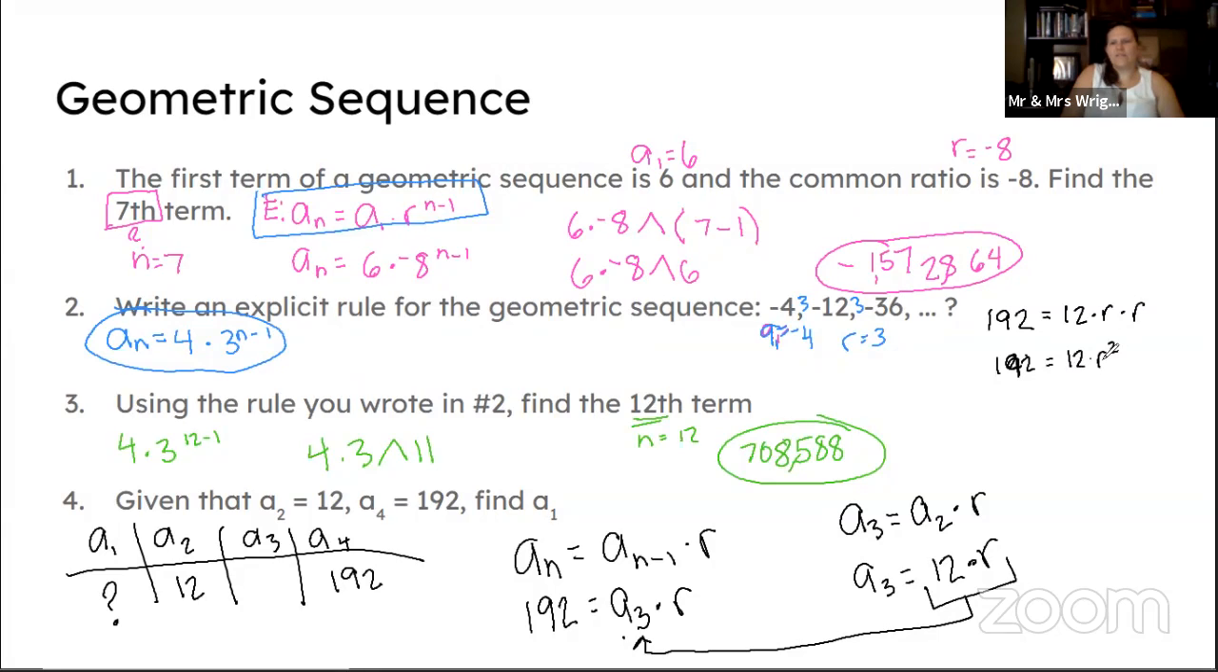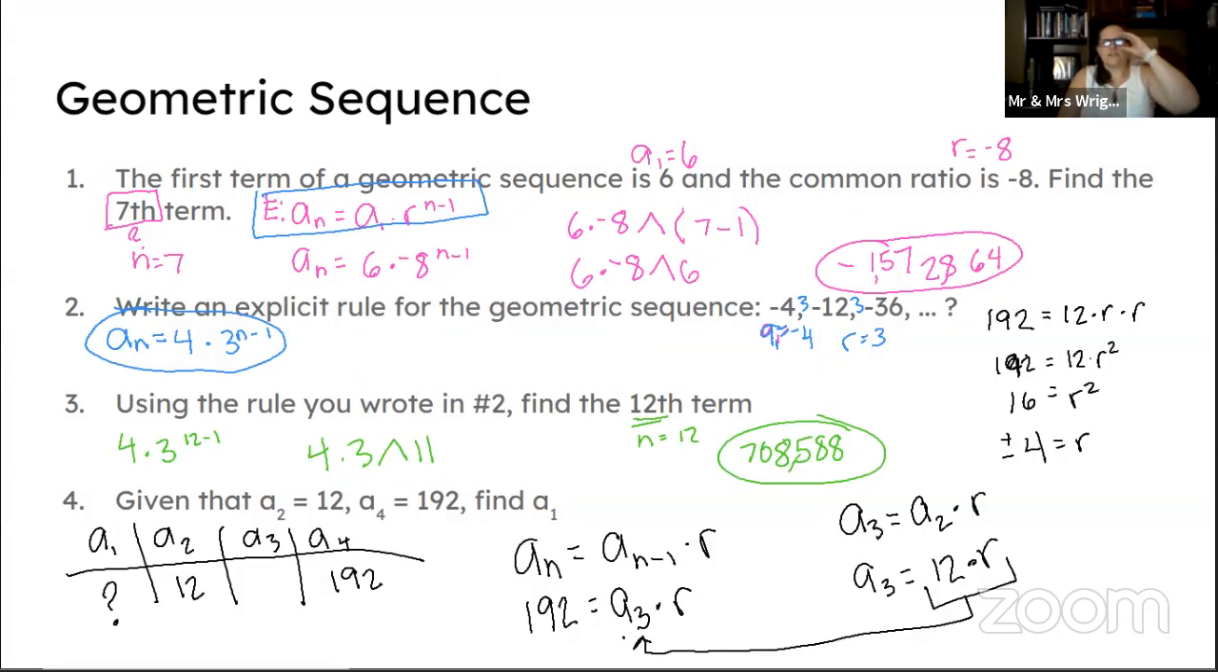All right, well, we can figure this out, can't we? We're going to do 192 divided by 12, and we get 16. 16 equals R squared. Well, anytime you insert a square root to undo a square, you're going to have to give a plus or minus. So this is plus or minus 4 equals R.